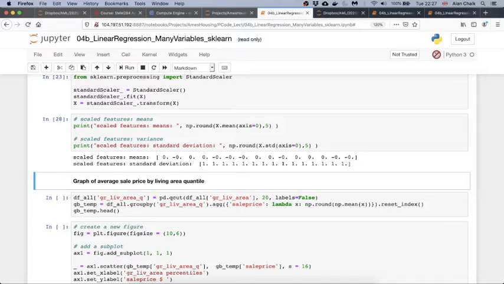You can see the means are all 0 and the standard deviations are all 1, and that also means I can't set that question for homework, because now you've seen what StandardScaler does. It rescales every variable to have a mean of 0 and a standard deviation of 1.